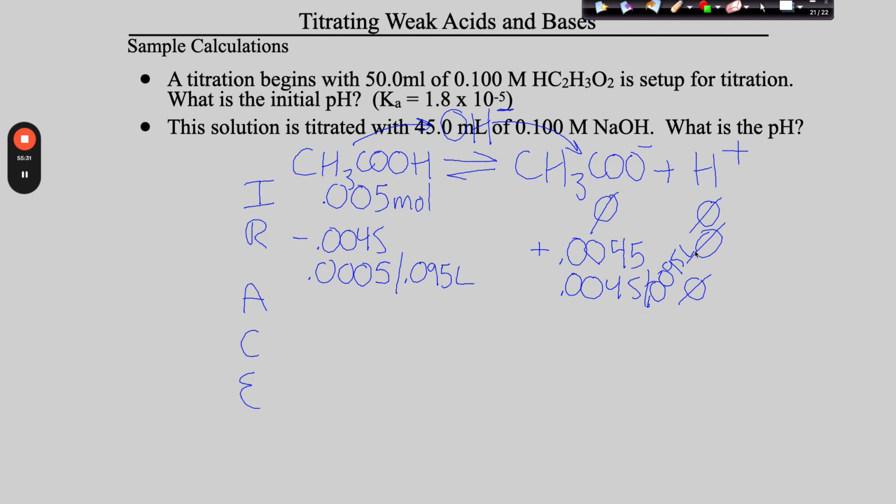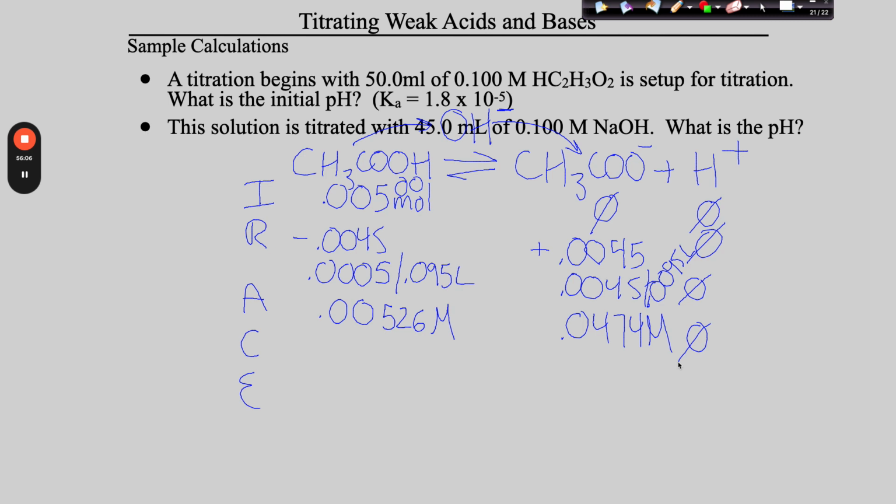So 0.0005 divided by 0.095, I get 0.00526. You guys understand that there really are zeros out there. Let's bring our significant digits back. Molarity. And 0.0045 divided by 0.095, so 0.0474 molar.